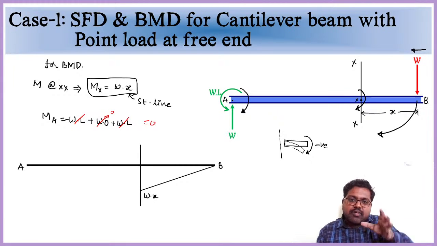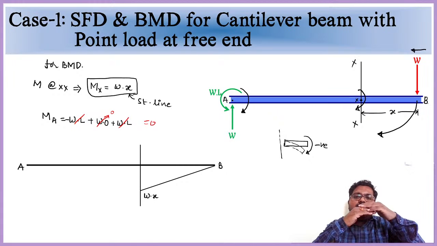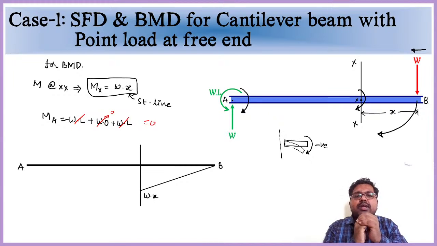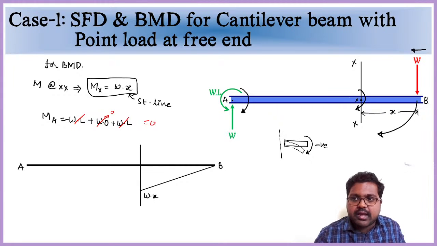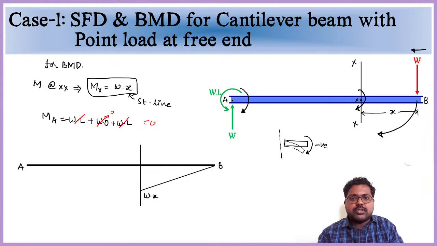Since it is creating a clockwise moment on the right hand side, it is hogging. The member is going to hog. That's why we take it as a negative bending moment, since we already discussed it in sign conventions. In the previous video on sign conventions, just go through that video if you have any doubt. The same sign conventions we are following here.